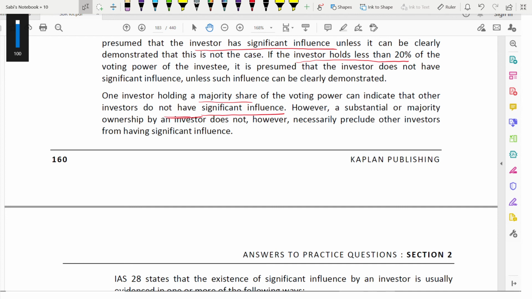So other investors will not have a significant influence. They didn't say one investor, they said other investors will not have a significant influence. However, substantial or majority ownership by an investor does not necessarily preclude other investors from having a significant influence. What does it mean? It means the sentence is saying that even though one has a majority or substantial ownership, it does not mean that others will not have a significant influence. Sometimes they can have significant influence.